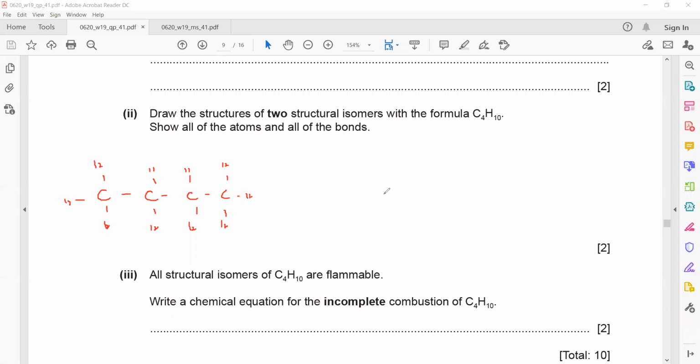Then make a branch, but don't make a branch like this. Like what students used to do, they consider this a branch. This is wrong. This is not the branch. This is also a straight chain. The branch should be on the second carbon, not considered on the first carbon. So up or down you can make. That will be the branch.